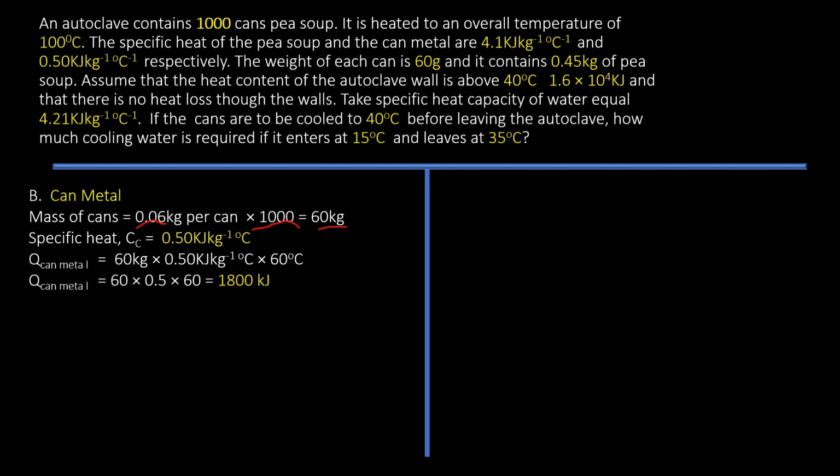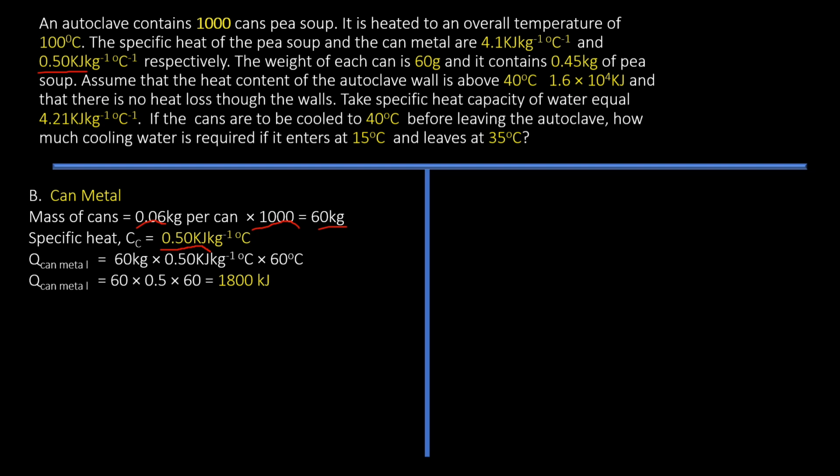Then, as I've said, we'll be using the same formula all through. That is Q, which is heat, equals mass times specific heat capacity times change in temperature. So we already know the mass. What about the specific heat capacity? It has been stated in the question that the specific heat capacity is given to be 0.50 kilojoule per kilogram per degree Celsius, just as you can see here from the question. What about the change in temperature? We have calculated it earlier.